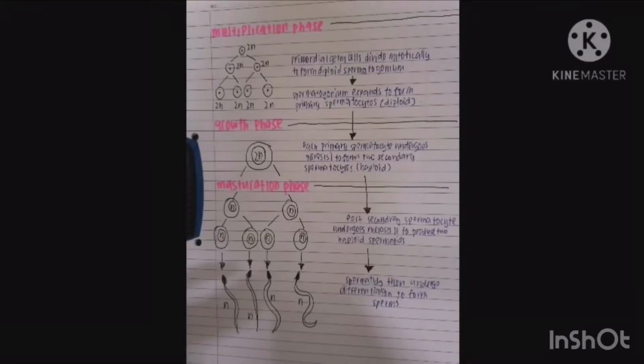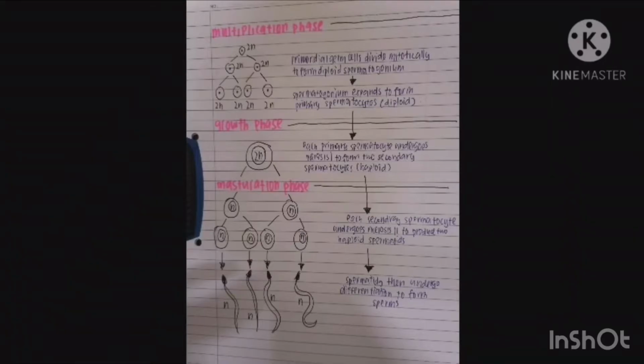Okay, the first one is the multiplication phase. Primordial germ cells divide mitotically to form diploid spermatogonium. Then, spermatogonium expand to form primary spermatocytes, which are diploid. The second one is the growth phase.